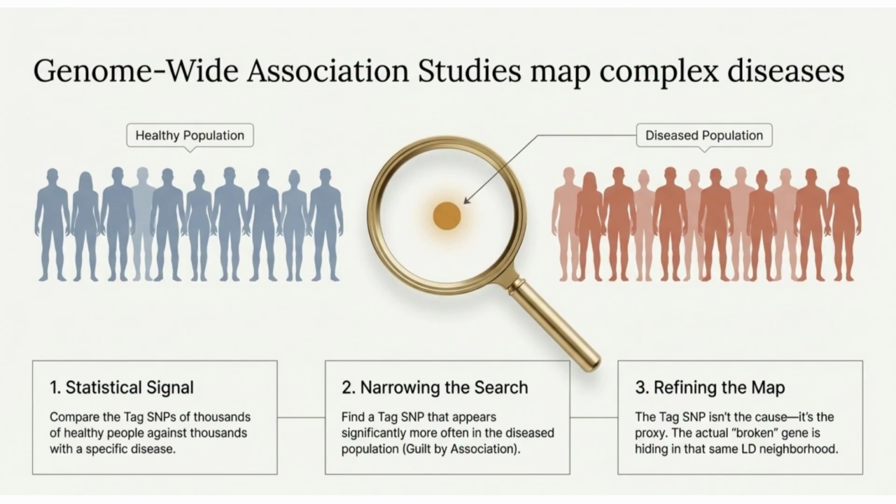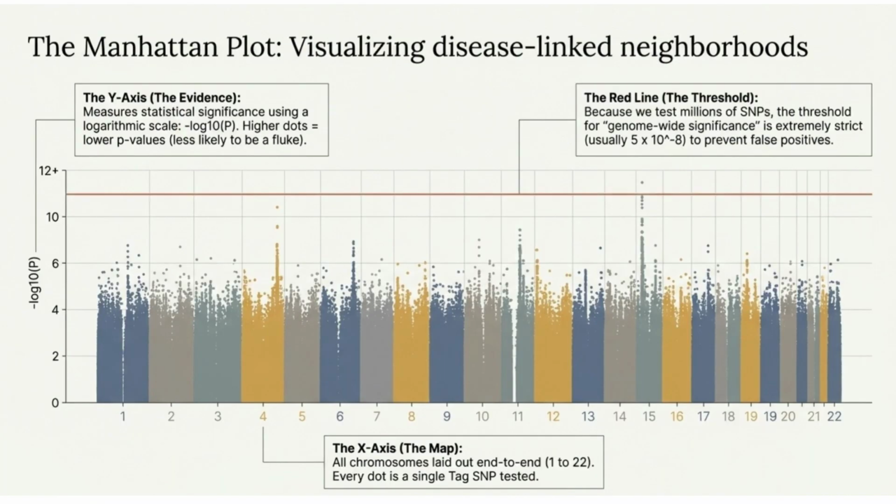And third, they remember that the tag SNP isn't the cause itself. It's just the signpost. It's the big flashing arrow pointing to the neighborhood where the real troublemaking gene is hiding. The hunt is on, the data is in. So, how do we read the results? Let's take a look at how a statistical signal becomes a massive medical breakthrough.